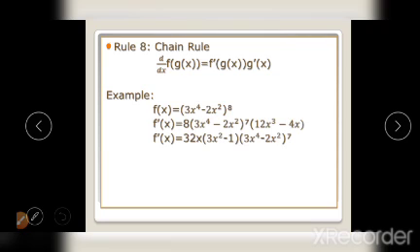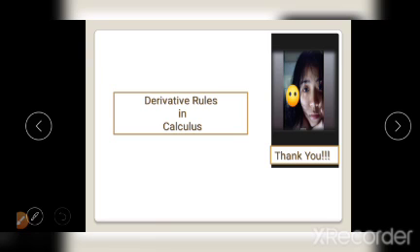So we have f prime of x is equal to 32x times the quantity of 3x squared minus 1 times the quantity of 3x to the power of 4 minus 2x squared, quantity to the power of 7. So this is the final answer. Now that's all. So that shows the derivative rules in calculus.